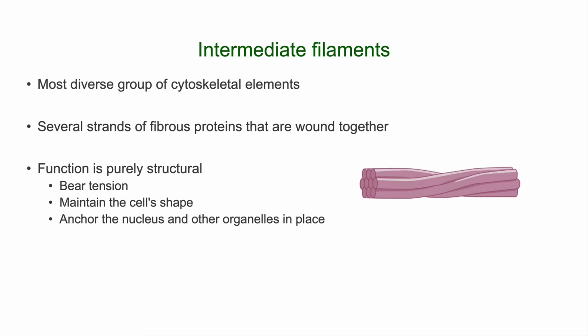And their function is all structural. They bear tension. They're really good at taking on a lot of stress. They maintain the cell shape, and then they anchor the nucleus and other organelles in place. We saw in a previous lecture how the nucleus is right next to the endoplasmic reticulum, which is very close to the Golgi, and it's because of the intermediate filaments holding these organelles close together that keeps them aligned, which allows them to be very effective in manufacturing and distributing things within the cell.